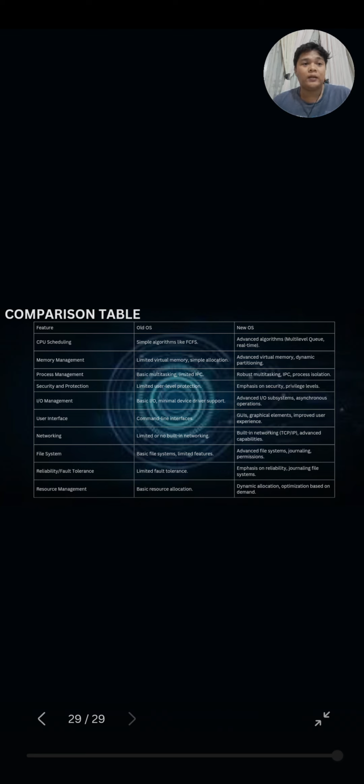In process management, old operating systems have only basic multitasking and limited IPC. New operating systems have robust multitasking, IPC, and process isolation. In security and protection, old operating systems use only limited user-level protection, while new operating systems have emphasis on security and privilege levels.